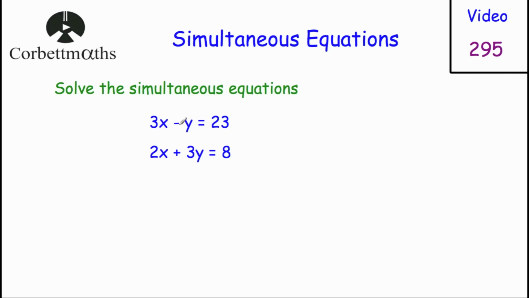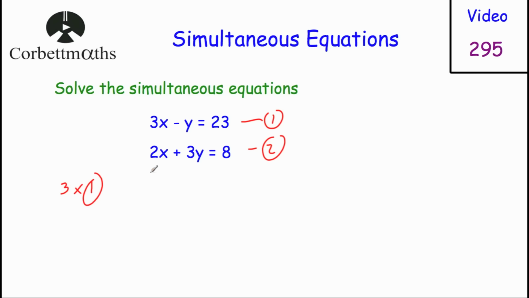So as you can see here, we've got minus y and we've got 3y. Now if we had minus 3y and 3y, we could add them together to get 0. So what I'm going to do is multiply this top equation by 3 to begin with. So let's number them 1 and 2. So we've got equation 1 and equation 2. We're going to do 3 times equation 1.